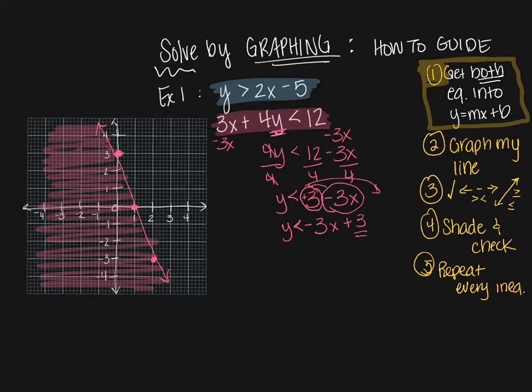Number 2, I graphed my line. Yes, I did. Number 3, did I check whether it was dashed or solid? Oh, I didn't check that. Let's go back and see. Well, y was less than, not equal to.